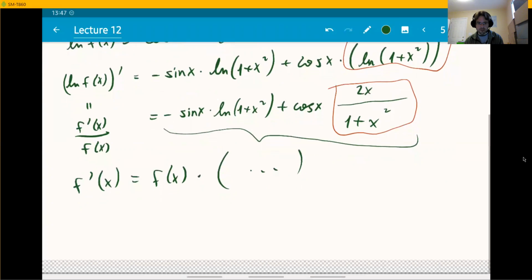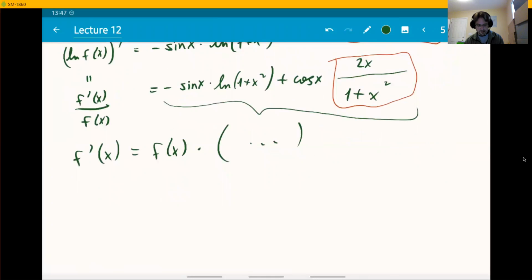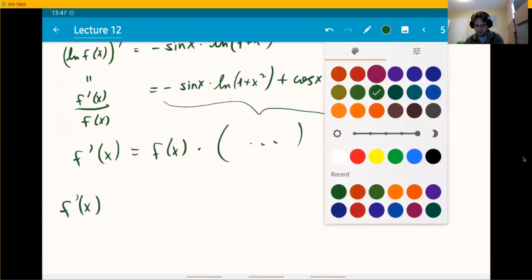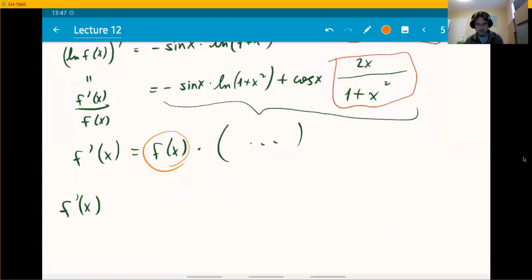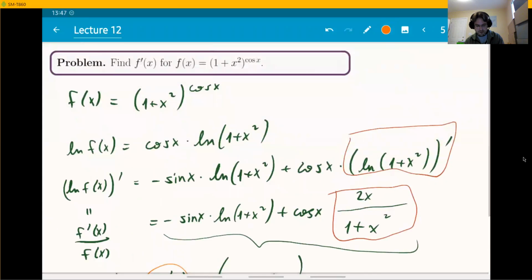Because now I'm going to actually write down what the answer is by replacing this f of x with what it was originally. Let me circle this in orange and scroll back up. Here's your original f of x: 1 plus x squared to the cosine of x.